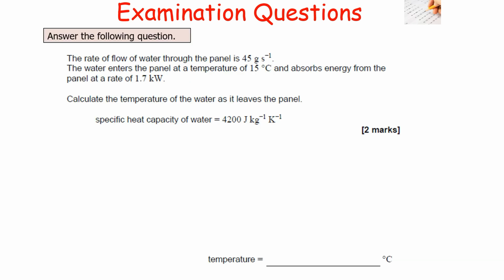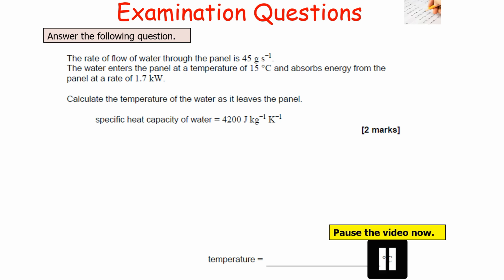Next question. The rate of flow of water through a panel is 45 grams per second. The water enters the panel at a temperature of 15 degrees Celsius and absorbs energy from the panel at a rate of 1.7 kilowatts. Calculate the temperature of the water as it leaves the panel. So pause the video now, then unpause the video when you want to go through your answer.